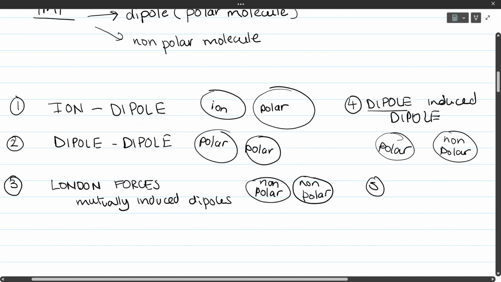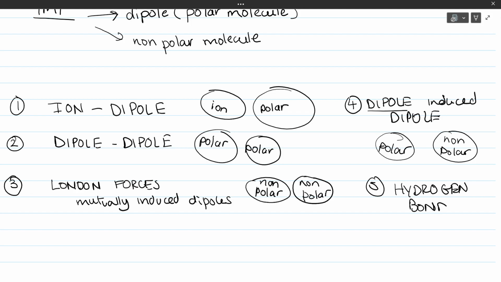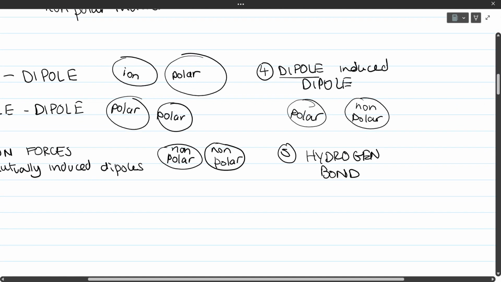And the fifth one is usually very easy to remember. This is our hydrogen bond. And the hydrogen bond is usually the strongest of all of these intermolecular forces. It's a special type of dipole-dipole force. And you identify it by firstly checking that you must have a hydrogen atom.